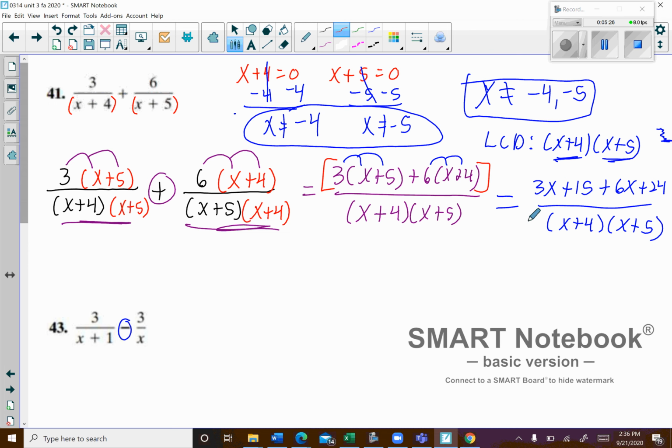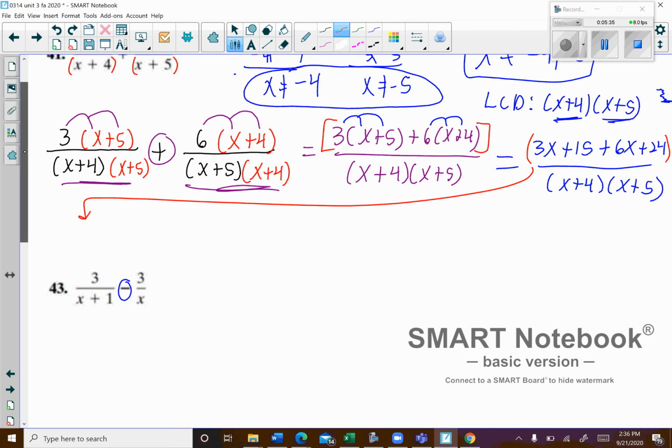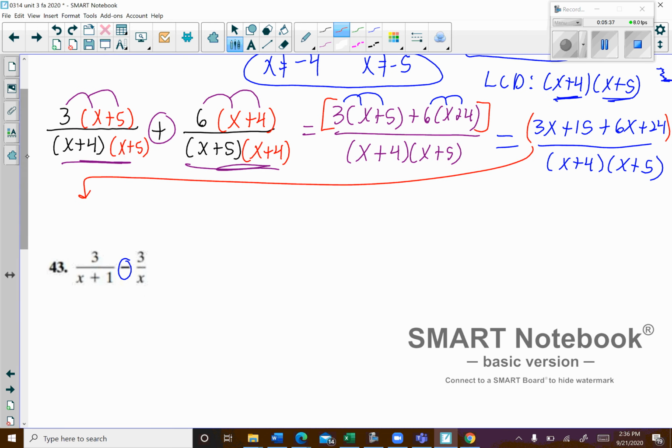So let's see, to save some space, we'll take this and continue right here, so I'll have all this space down below, working from left to right. I have 3x plus 6x, that'll give me a 9x. And then I've got a plus 15 and a plus 24. What is that? 39, I believe. So positive 39, so plus 39. And then all over x plus 4 and x plus 5.